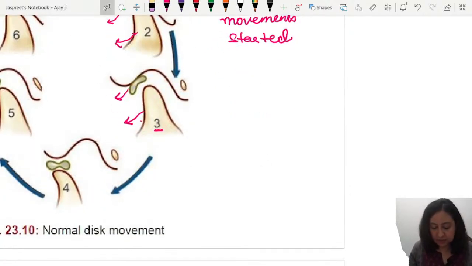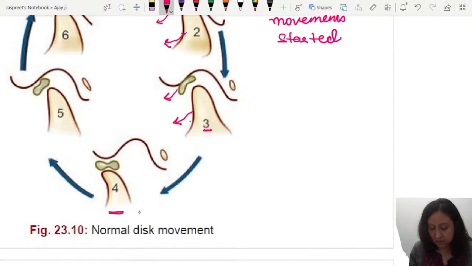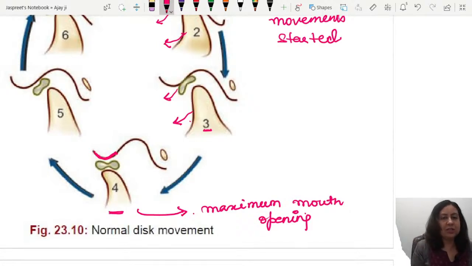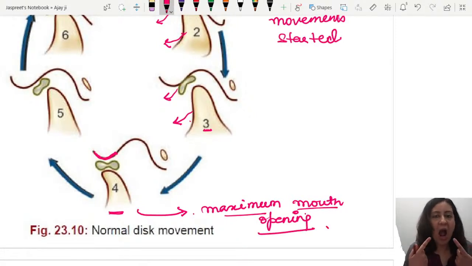Now this, 4, is the point of maximum mouth opening. After this, the articular eminence will restrict the movement of the disc and condyle further. So when did you achieve maximum mouth opening? Just look at my mouth. You have achieved this when the articular eminence has created a stop in the path of the moving disc and moving condyle. This is your maximum mouth opening.